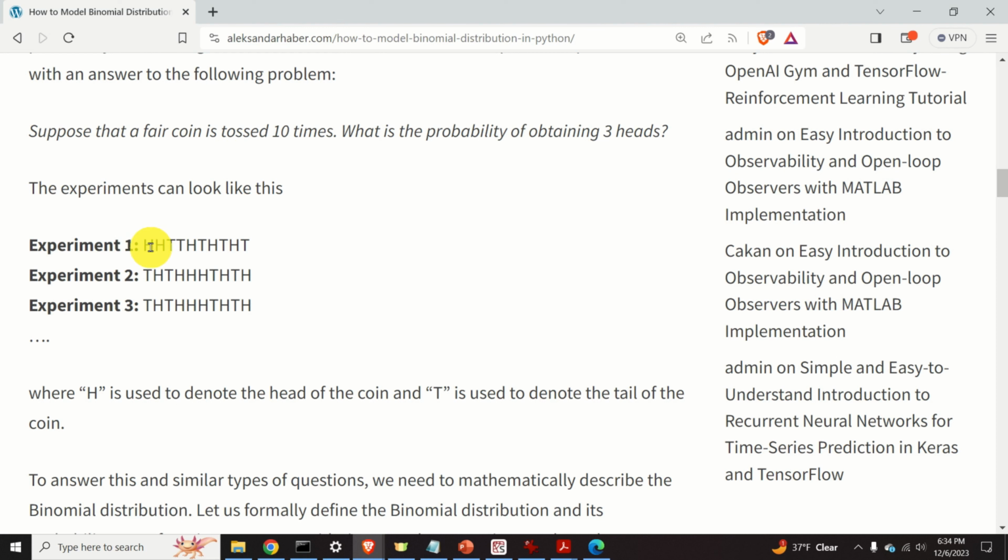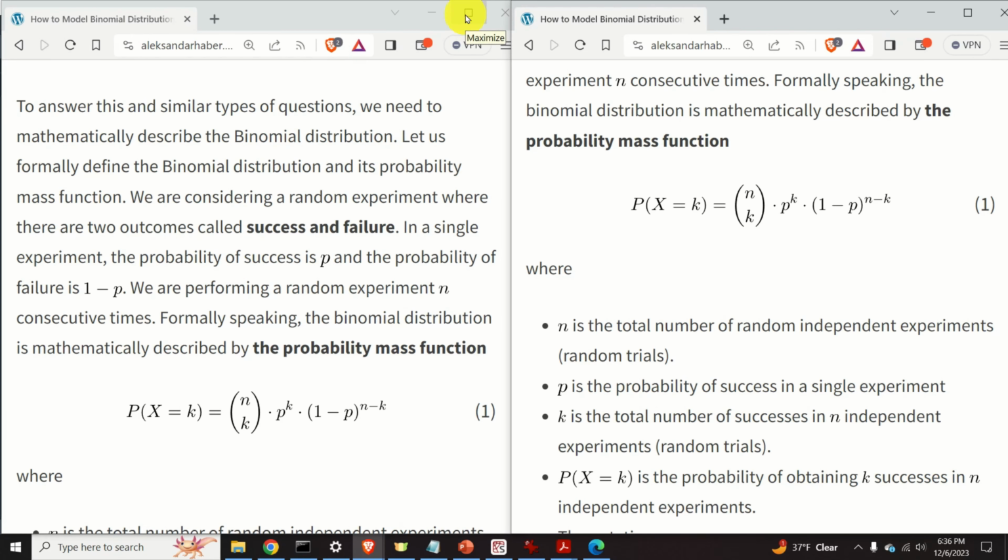Experiment 1. Head, head, tail, tail, head, tail, head, tail, head, tail. Experiment 2 can look like this. Experiment 3 can look like this. In every experiment, we toss a fair coin 10 times. To answer this and similar types of questions, we need to mathematically describe the binomial distribution.